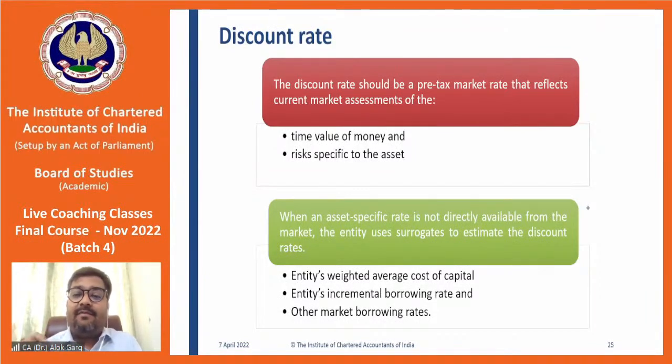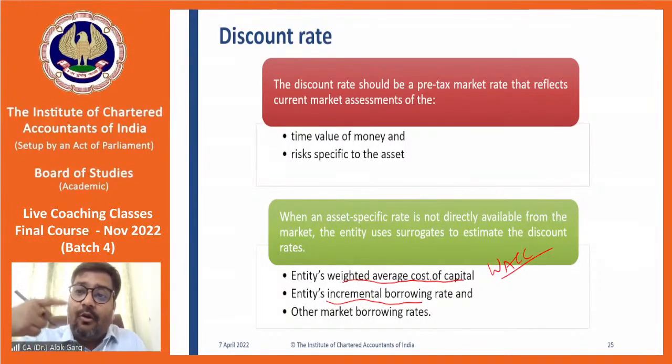But if the asset specific discount rate, I mean to say interest rate, is not there, then the standard says you can apply the weighted average cost of capital of the entity. For example, Bharti Infratel Limited is applying WACC, weighted average cost of capital, right? Or if the weighted average cost of capital is not there, you can apply the entity's incremental borrowing rate. If the entity will take a loan, then at what interest rate will this loan be given by the bank to that entity? Incremental borrowing rate.